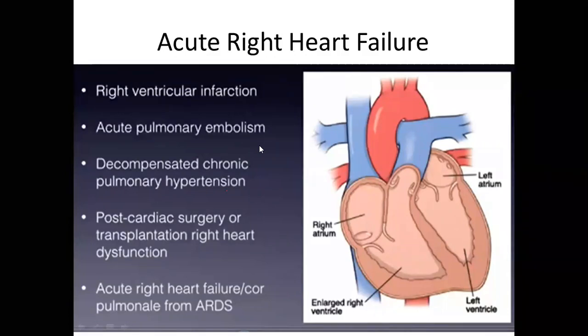The most common case in our setup is decompensated chronic pulmonary hypertension, as you've heard in our morning session, where two of our patients presented in fact with decompensated RV. They actually had previous pulmonary hypertension. So this is a usual scenario in our setup as a cause of acute right heart failure. And there are other conditions which are also responsible for acute heart failure, like post-cardiac surgery and transplantation. The patient can have right heart dysfunction.